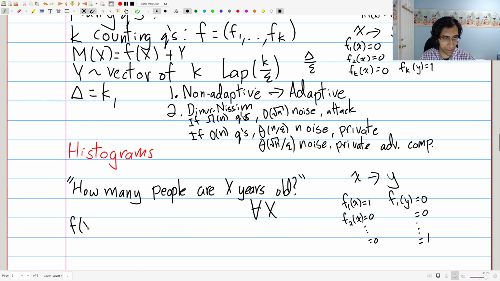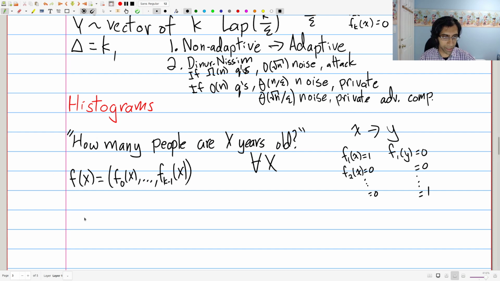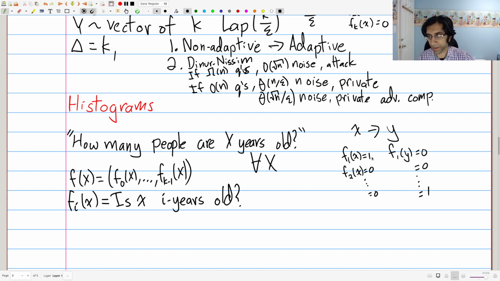Specifically, the function that we're going to look at is a vector similar to before: f_0 on the data set x, all the way up to f_{k-1} on x, where the ith query, f_i on individual x, is asking, is x i years old? And like I said, this satisfies this property because an individual can only be one age. They can't be both 1 and 2, and so on. You can ask this for anything where an individual falls into exactly one bin. For example, you could ask favorite ice cream flavor or eye color, something like that.